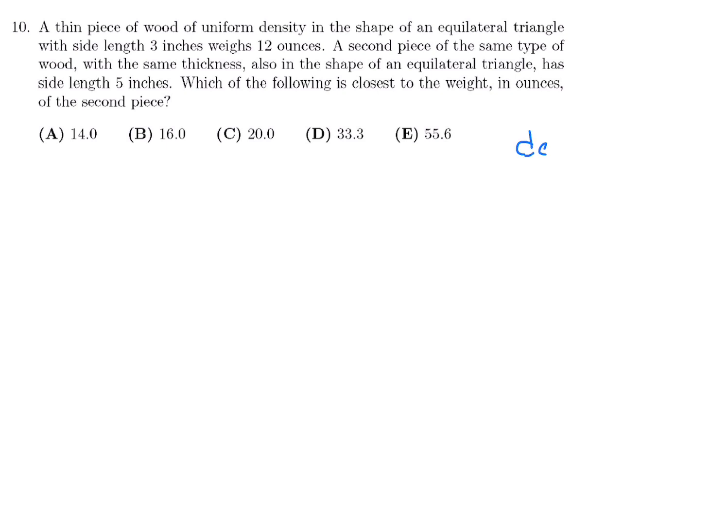Wow, talking about density here. It sounds like a physics exam. So density, if you remember, is mass over volume. Mass also can be interchanged with the word weight, I think, if I remember. And that's what they're using. They're using the word weight. Okay, no problem. So let's first figure out the first equilateral triangle, and then we can work with the next one.